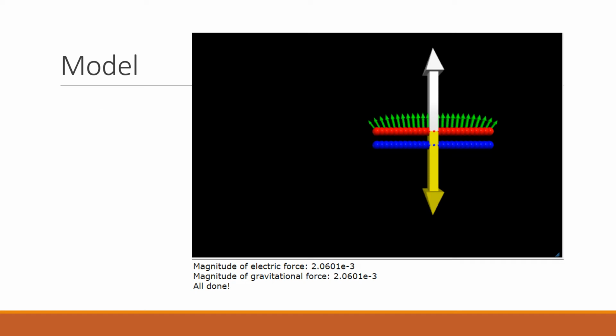Here's the model that my code created. The green arrows represent the electric force on each charge on the top piece of tape. The white arrow represents the net electric force on the top piece of tape, whereas the yellow arrow is the force of gravity on the top piece of tape. Notice how the electric force and the gravitational force are equal.